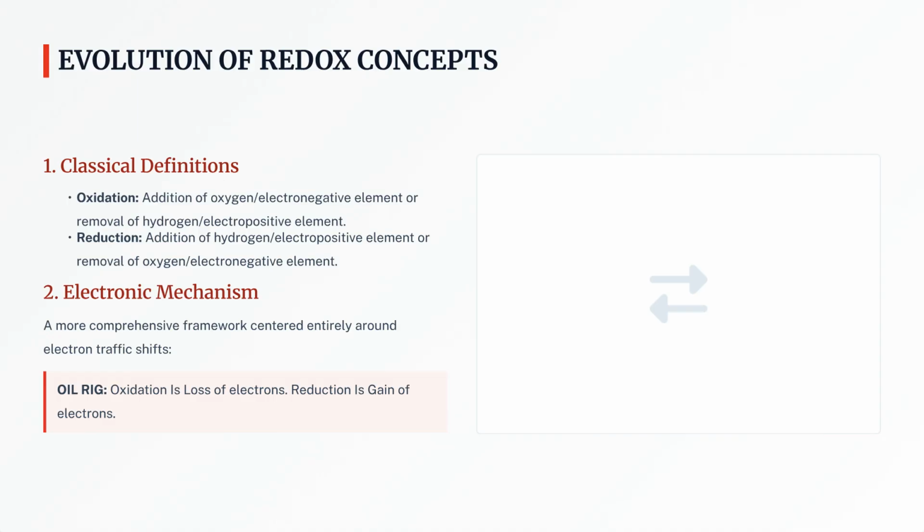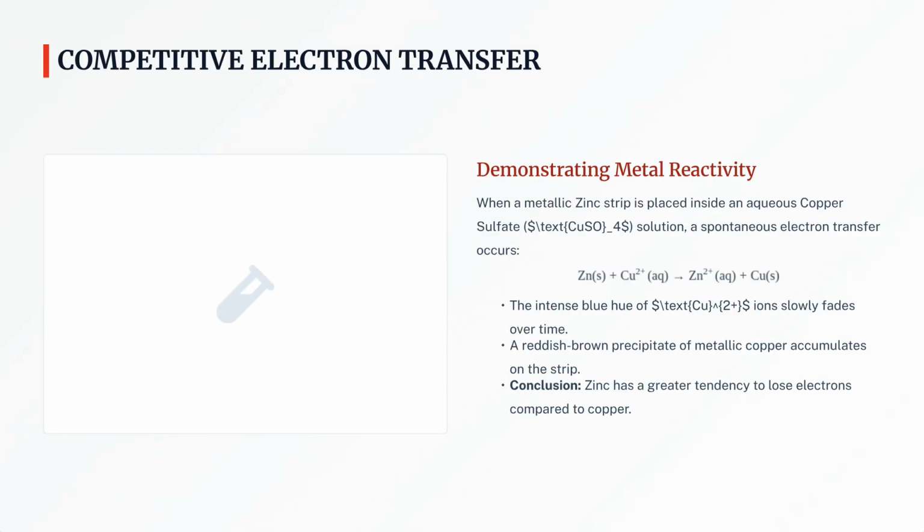Remember the acronym OIL-RIG: oxidation is loss of electrons, and reduction is gain of electrons. When a zinc strip is placed in a copper sulfate solution, a spontaneous electron transfer occurs. The fading blue color and copper accumulation demonstrate that zinc has a greater tendency to lose electrons than copper.